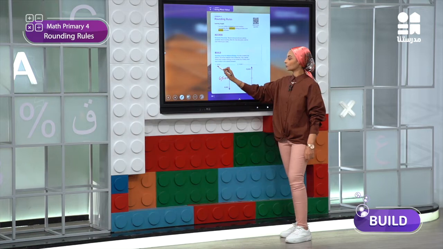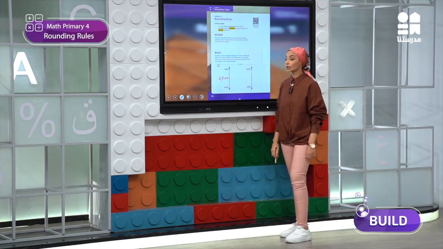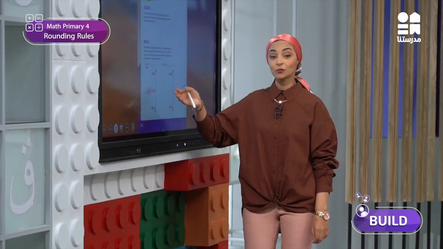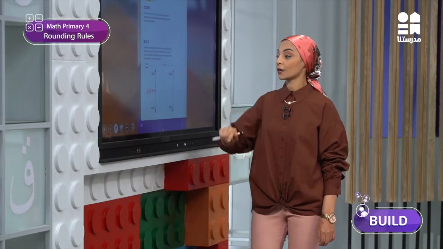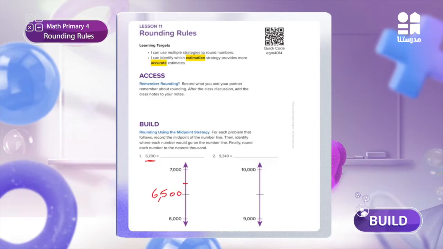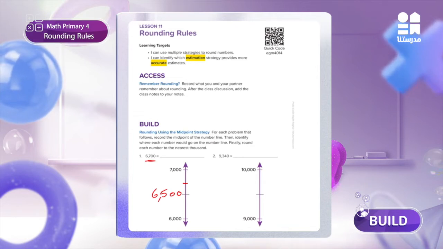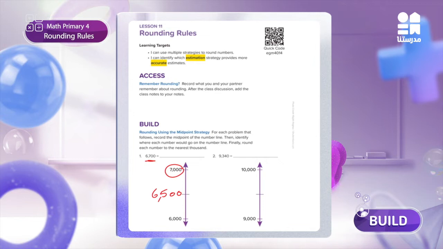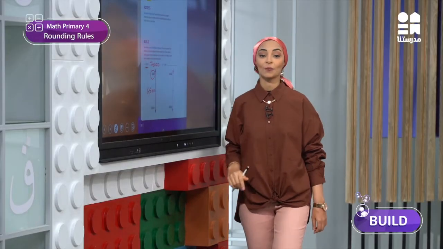So he wants me to round 6,700. Where should I put 6,700? Before the midpoint or after the midpoint? Of course, 6,700 is after the midpoint. For example, it can be here, right? And as I said, if the number is after the midpoint, it will be closer to the biggest number, which is 7,000. That means 6,700 is closer to 7,000 than to 6,000. Okay? Let's move to example number 2.